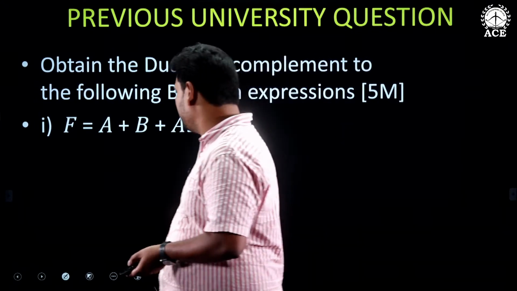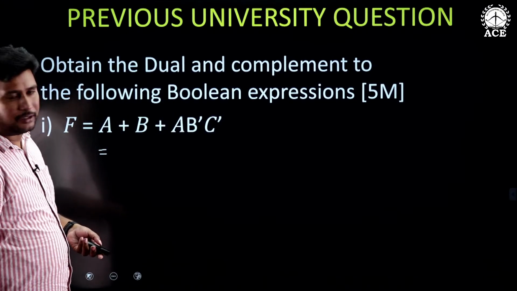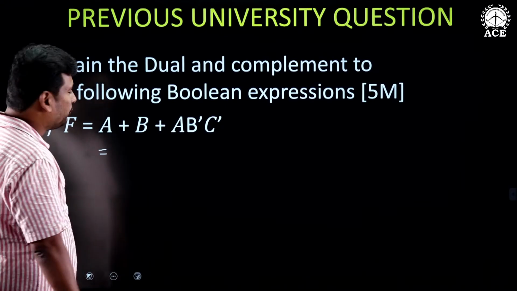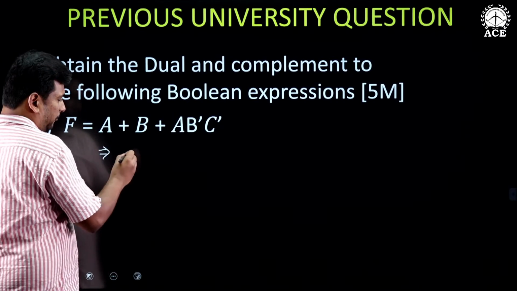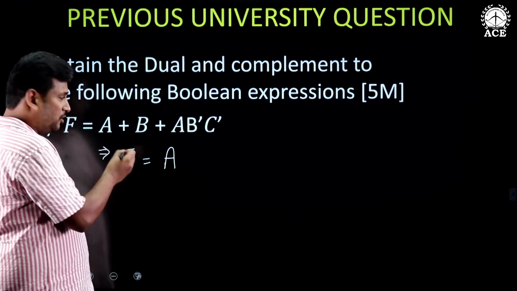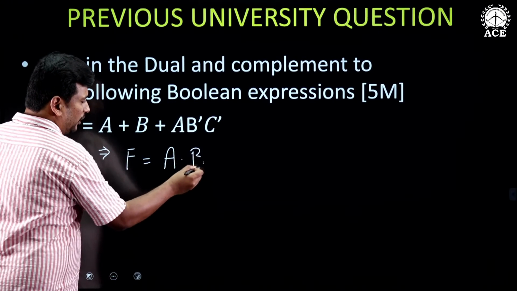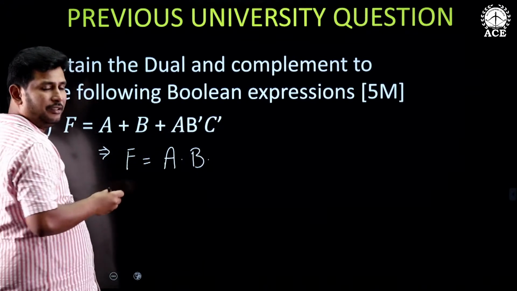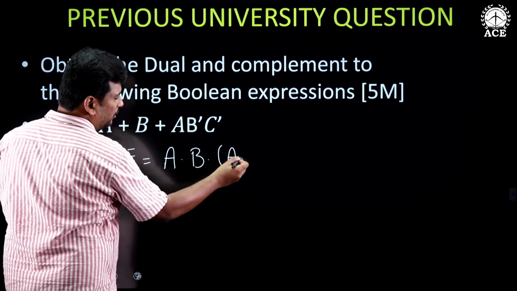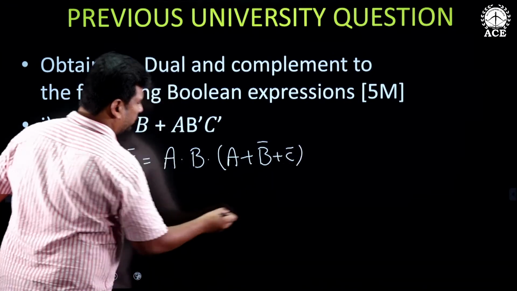How do we get a dual? Sir, you are repeating this mantra. What is that? Replace AND with OR, OR with AND, 0 with 1, and 1 with 0. So the dual of f is obtained by replacing OR with AND. Once again, OR with AND. This is an AND term. Now you have to replace it with OR terms.